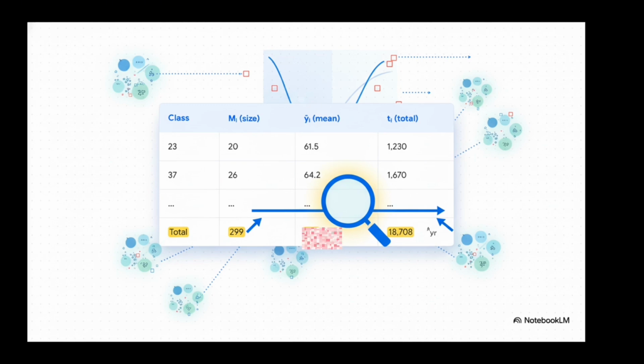Now, for each class, we have its average score and its total score. And that final column? That's that squared surprise term we talked about. And we're going to need that in a minute. For now, let's just focus on the totals at the bottom. 299 students tested in total, giving us a combined score of 18,708.